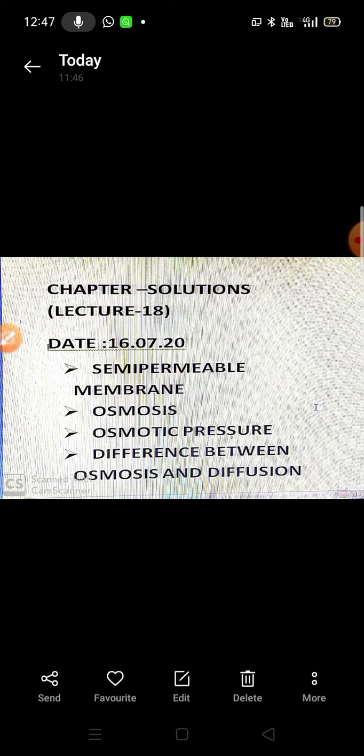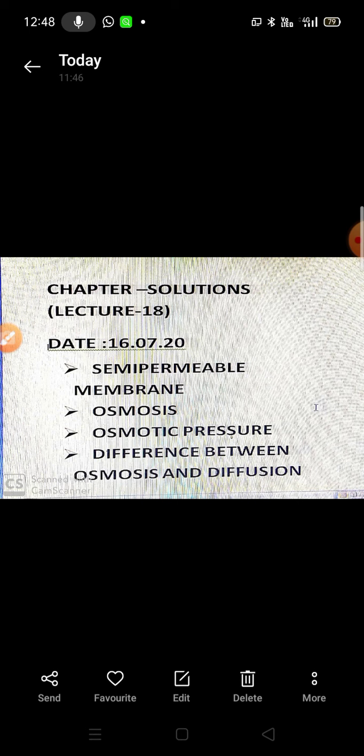We are using the term semi-permeable membrane. We understand semi-permeable membrane. Semi-permeable membranes are a special type of membrane which appear to be continuous sheets or films, but actually they contain a network of sub-microscopic holes or pores. These membranes allow the passage of solvent molecules only, not the solute particles.